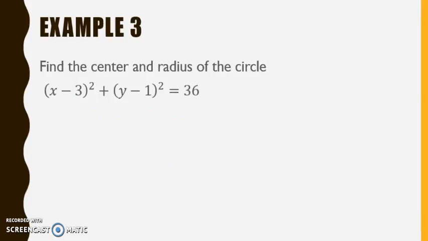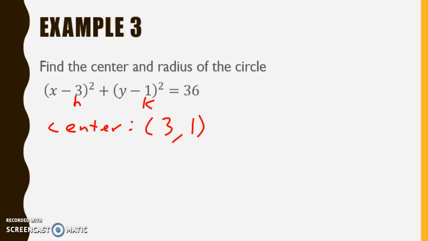For the last example, we're going to work backwards on what we were just doing. So now I'm giving you the equation, and you're going to try to identify what the center and the radius are. So in this example, our center, don't forget to change the signs on those values, because h is the number by x and k is the number by y, but you need to flip those signs, so it's actually going to be +3, +1.